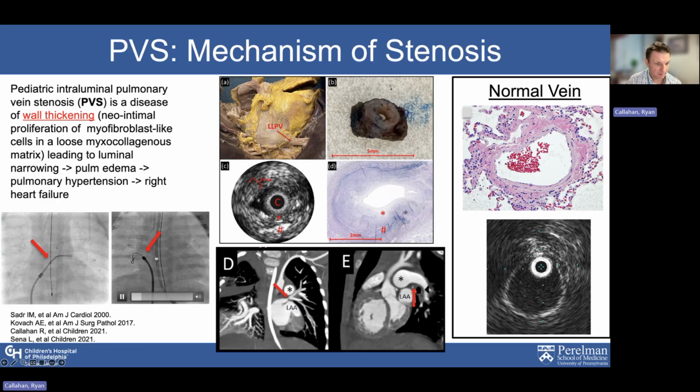Let's see if I can pause this for you. There you go. You can see the arrows pointing to the area of constriction of the right upper, and then you can see the more rightward is the right middle.